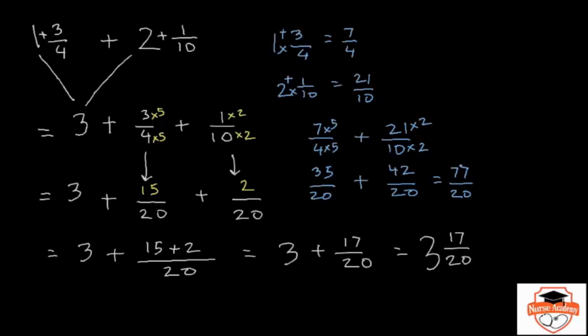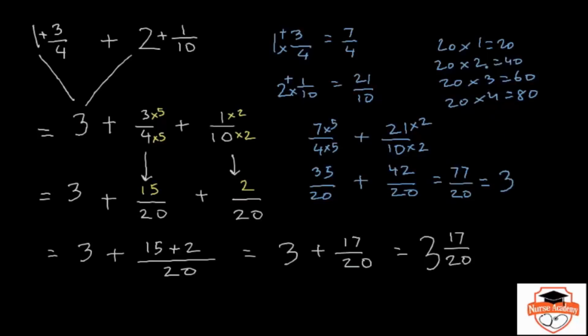Change it back to a mixed number. Divide the numerator with the denominator. 20 goes 3 times into 77. 20 times 1 is 20. 20 times 2 is 40. 20 times 3 is 60. 20 times 4 is 80, and that's over 77. So we are going to write a 3 over here. That's the quotient. And the remainder is 17 over 20. That's exactly what we got using the other method.